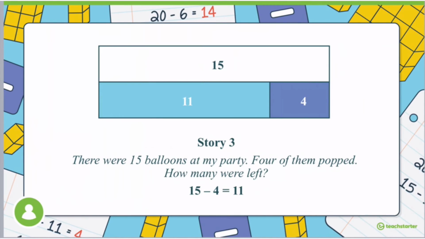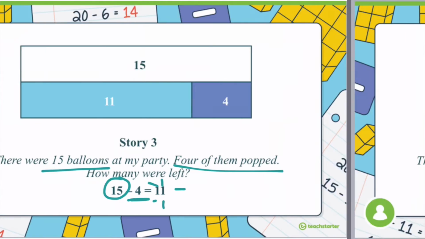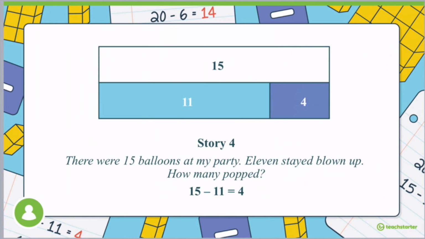Our third story. There were 15 balloons at my party. 4 of them popped. How many were left? So we've got 15 in total. We took away the 4 that popped. How many are left over? 11.